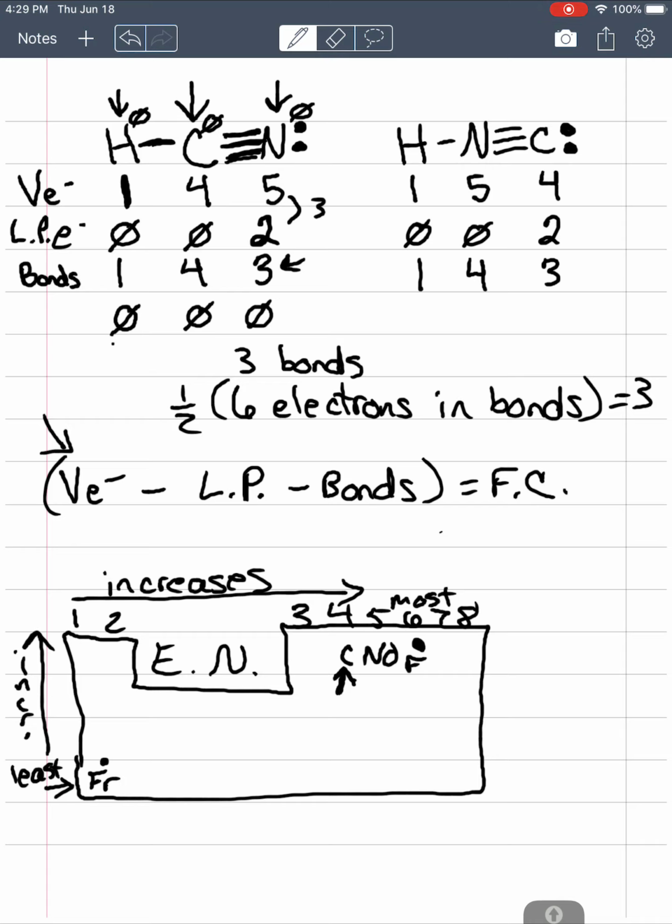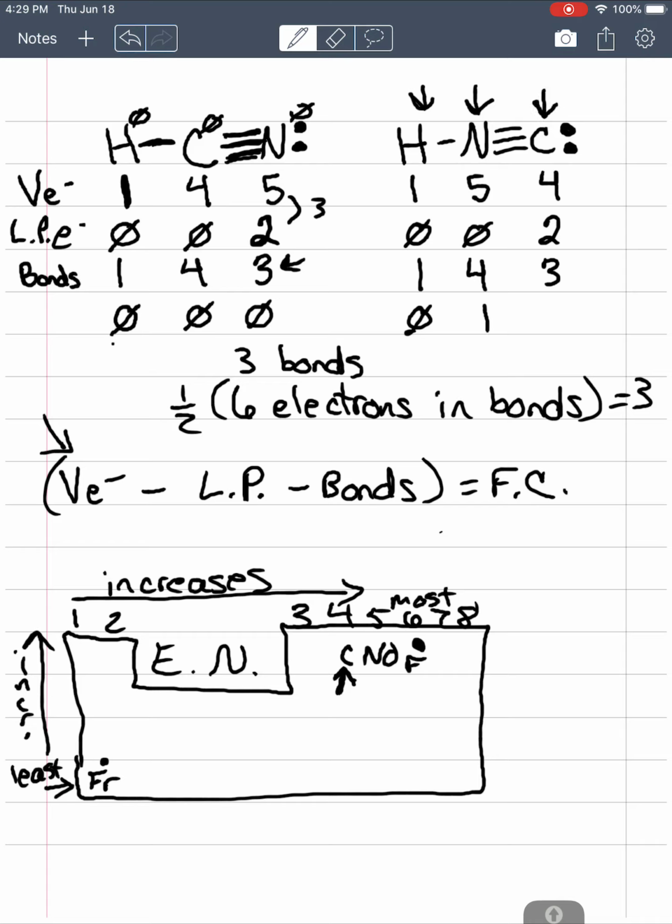So now let's see what happens with the other structure. We've got hydrogen over here. Erase these arrows because we're moving to the next drawing of the molecule. Hydrogen is 1 valence electron minus no lone pair electrons, so that's still 1. 1 minus 1 bond is 0. Nitrogen is 5 valence electrons minus no lone pair electrons, so that's still 5. And 5 minus 4 is positive 1.